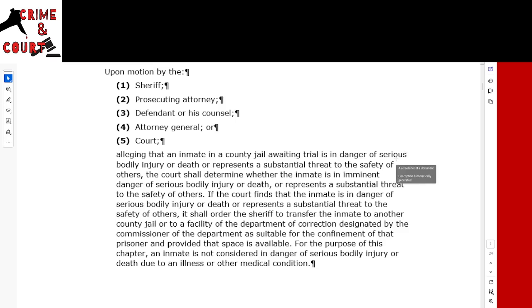That was a long sentence as it was. Didn't need to make it longer. So basically, if the court finds for whatever reason that the inmate is in danger, then they can move him. So, for the purpose of this chapter, an inmate is not considered in danger of serious bodily injury or death due to illness or other medical condition.